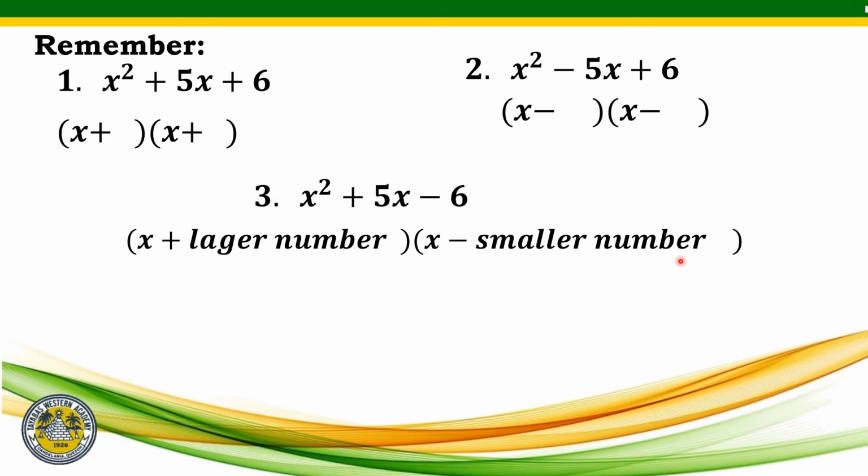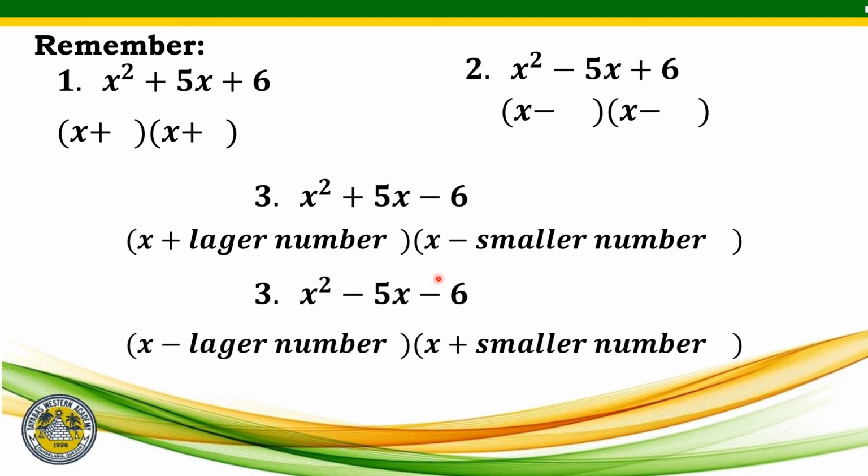Paano naman kapag negative ang nasa gitna? So for example, parehas na negative ang ating middle term at last term. Ang magiging itsura naman ng result natin or ng ating answer will be ang larger number ay negative at ang smaller number ay positive. So, tatandaan natin yan kasi magagamit natin yan kapag nagpa-factor tayo ng trinomial. So, para mas maunawaan natin, let's have an example.